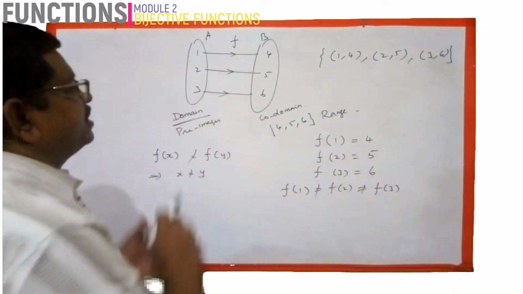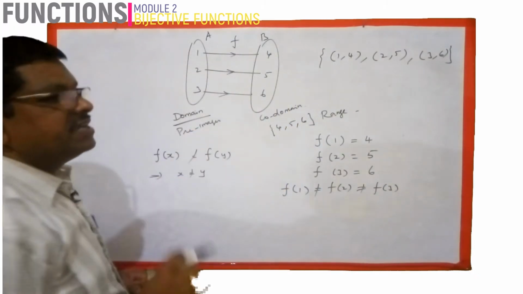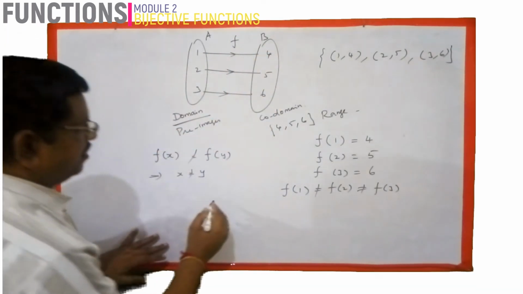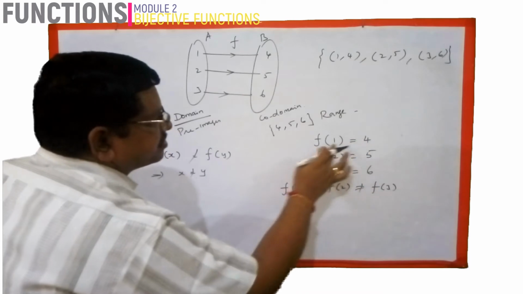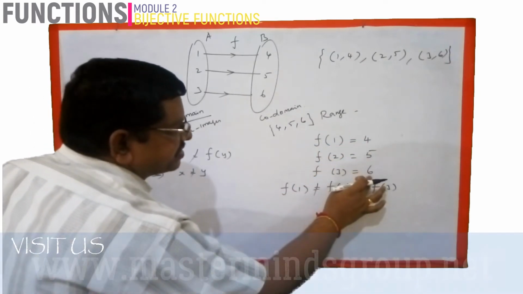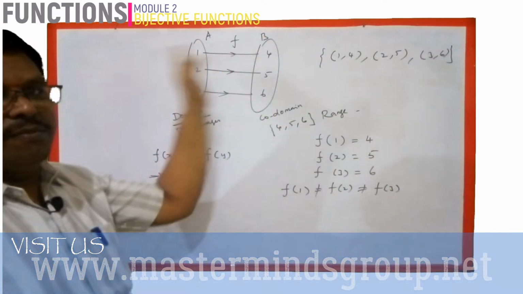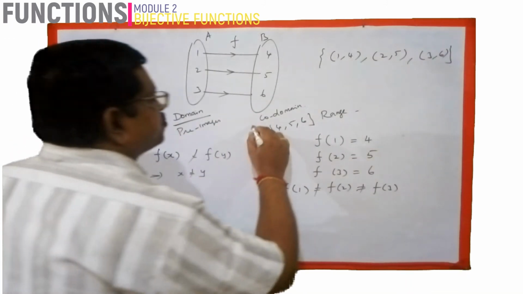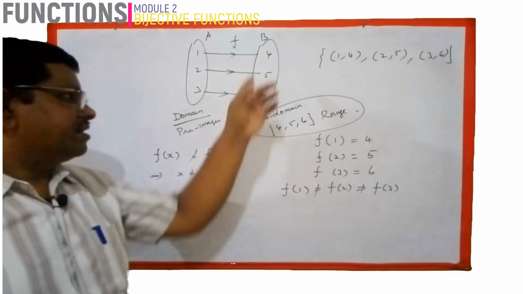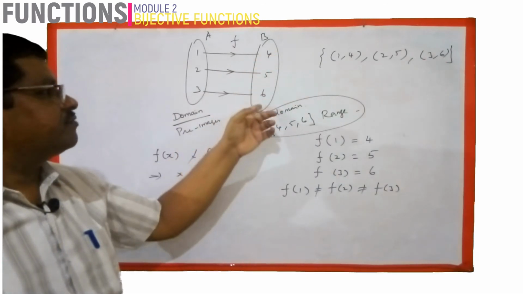Now the same example can be taken. Look at the set B, that means codomain. Each element of B is having a pre-image. So the pre-image of 4 is 1, the pre-image of 5 is 2, the pre-image of 6 is 3. Like that, each element of B is having a pre-image. Moreover, we understood that here the codomain and range are equal, because here the codomain is the set of 4, 5, 6, and the range is also the set of 4, 5, 6.